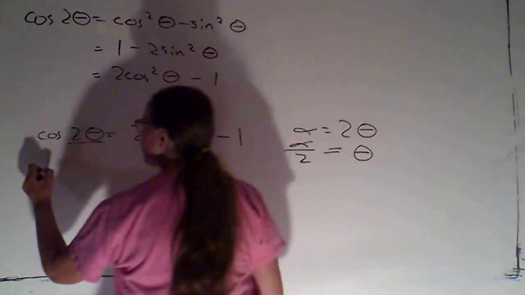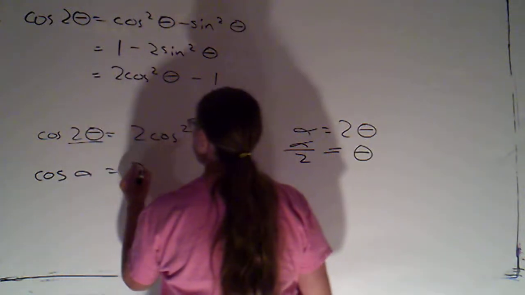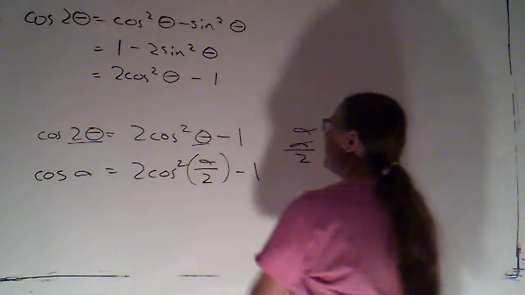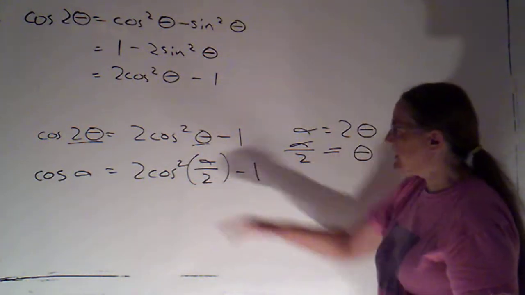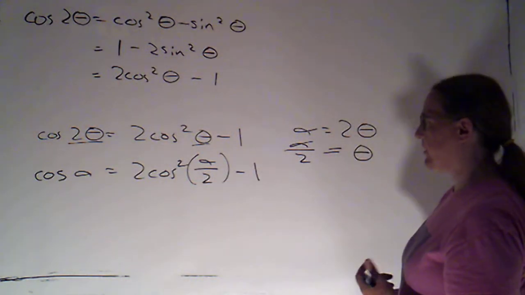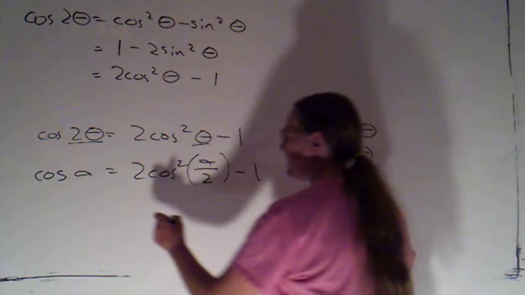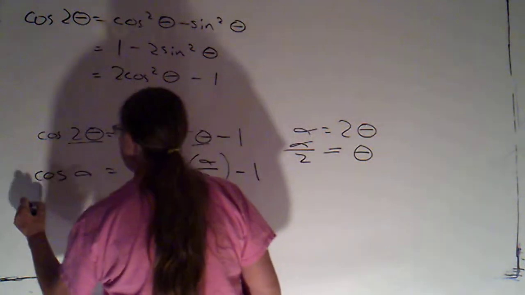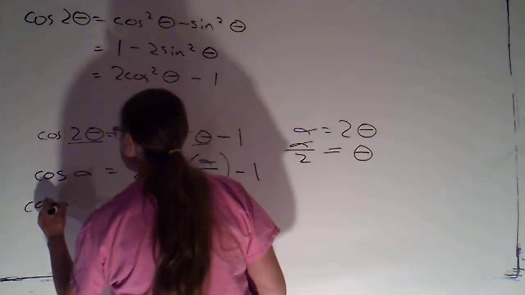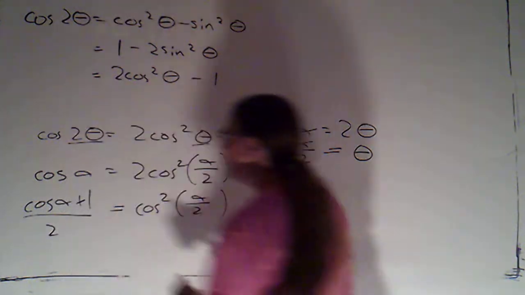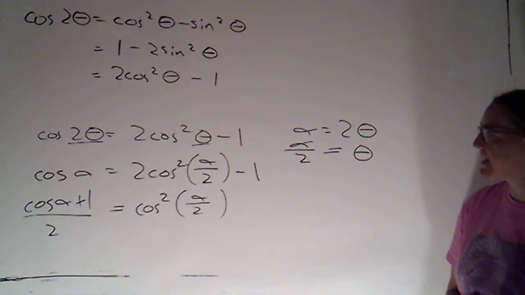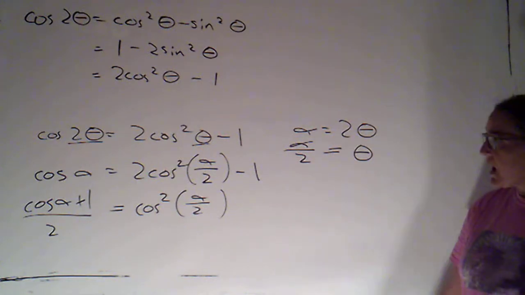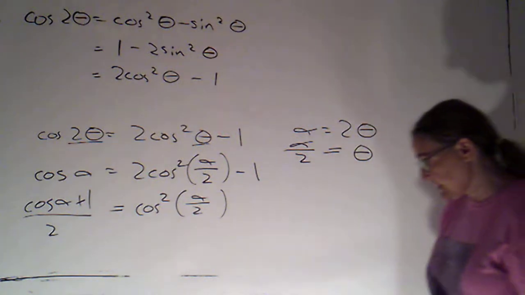Naming things this way just emphasizes the fact that the smaller one is half the bigger one. So if I rewrite this in terms of alpha, this becomes cosine of alpha is 2 cosine squared alpha over 2 minus 1. Now, I'm going to solve that for cosine squared of alpha over 2. So I'm going to add over the 1, divide by 2. So we'll have cosine squared of alpha over 2 is cosine alpha plus 1 all over 2. Excellent. Now, if I want to take things one step further, I could take the square root of both sides.